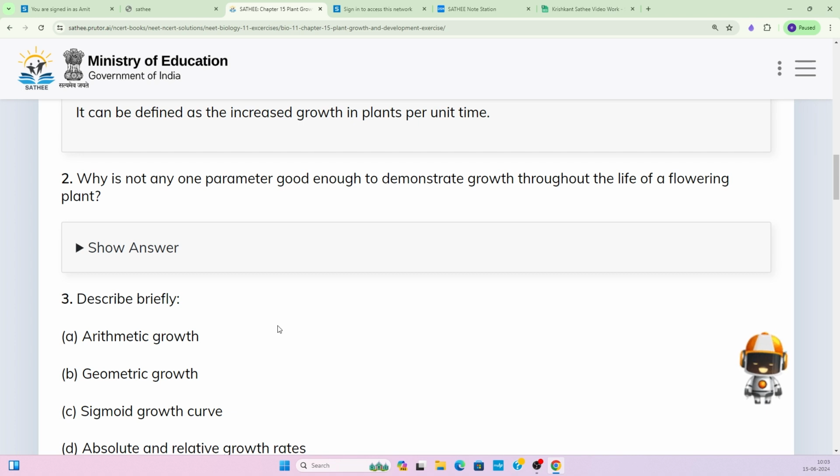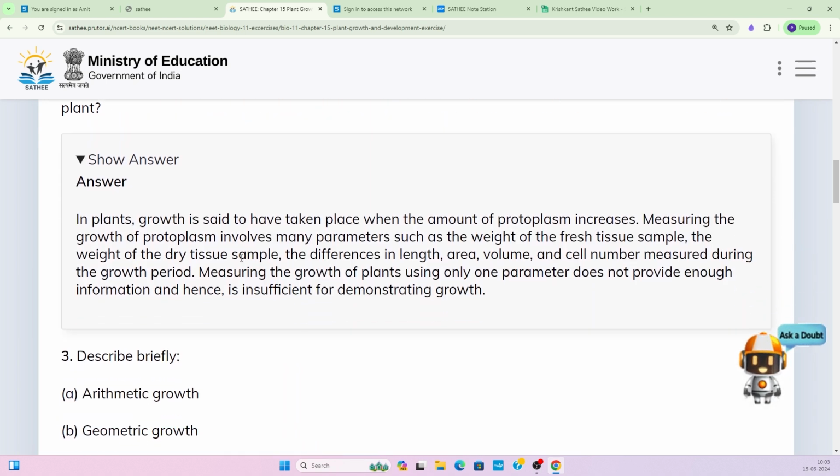Okay, so here comes the next question. Why is not any one parameter good enough to demonstrate the growth throughout the life of a flowering plant, right? Only one parameter they are talking about. Just by using only one parameter, can you demonstrate the growth of the plant throughout its life? Is it possible? No. But why is it not possible?